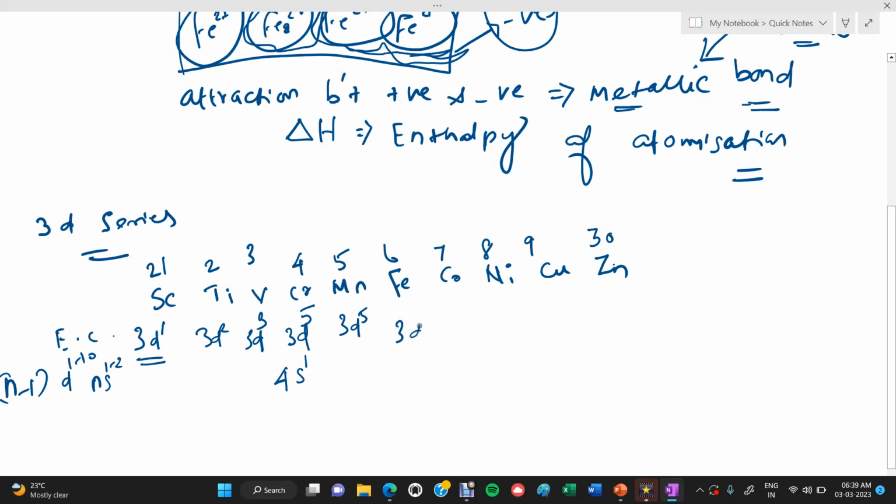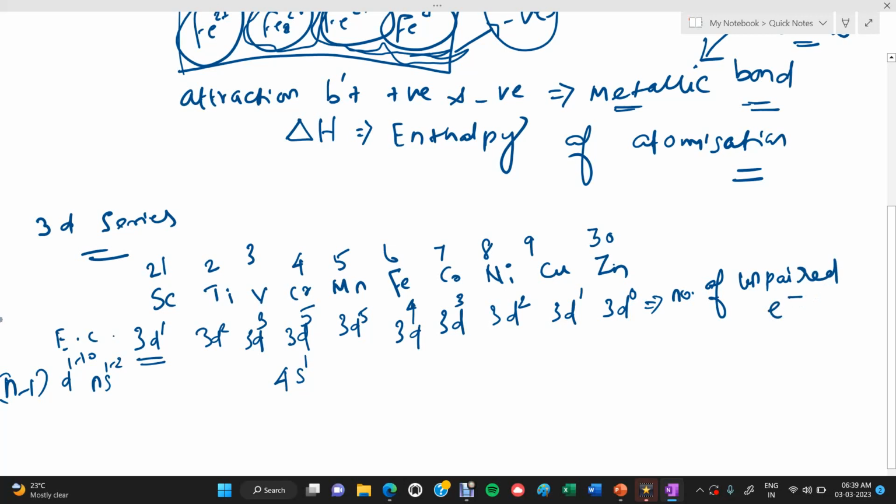again 3d6, 3d7, 3d8, 3d9, 3d10, and here the d orbital has been completely filled. So the number of unpaired electrons is 0. So this is the number of unpaired electrons.